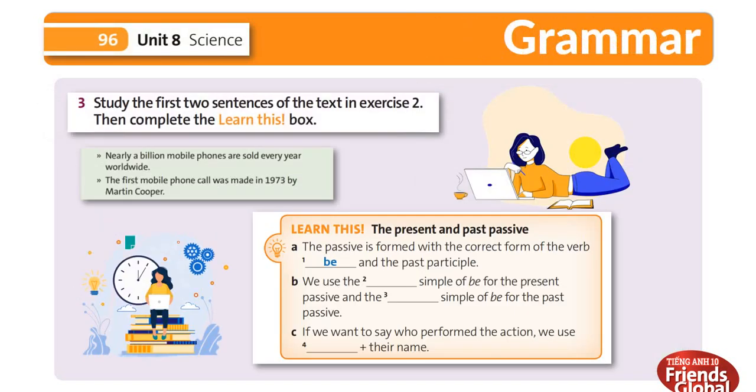Now, you study the first two sentences in the text from exercise 2, then complete the logic part. You can see nearly a billion mobile phones are sold every year worldwide, and the first mobile phone call was made in 1973 by Martin Cooper. Now, you can learn this. We use the passive when either we do not know who or what performs the action, or we do not want to focus on who or what performs the action.